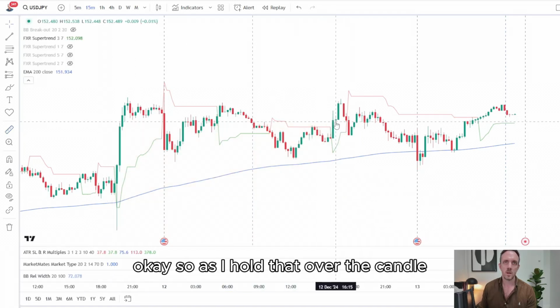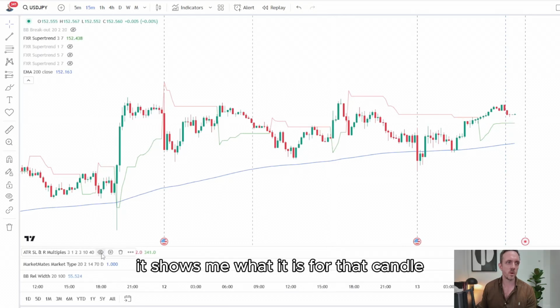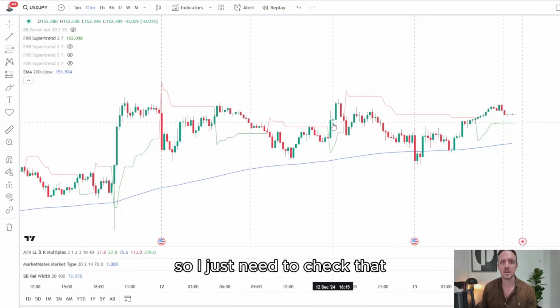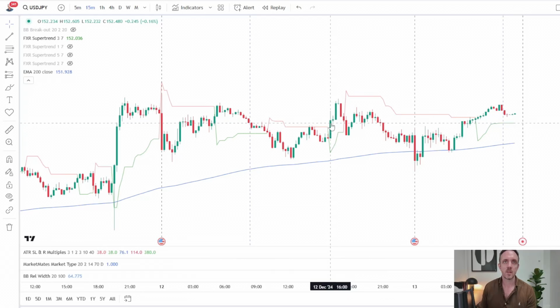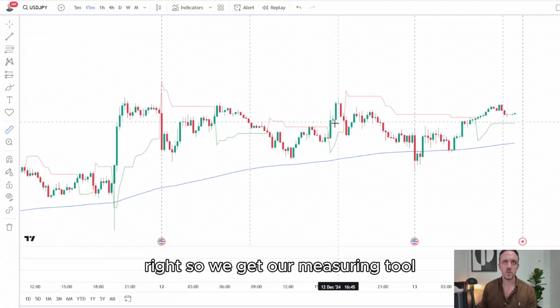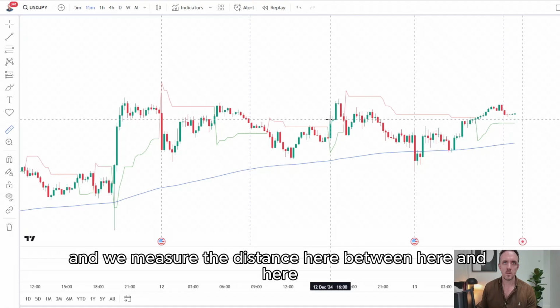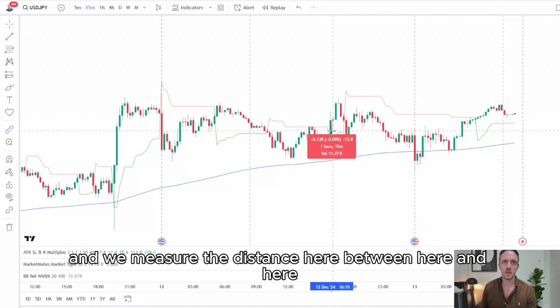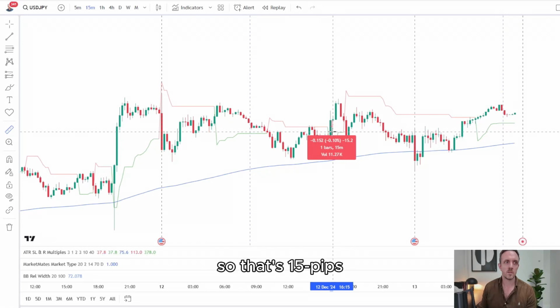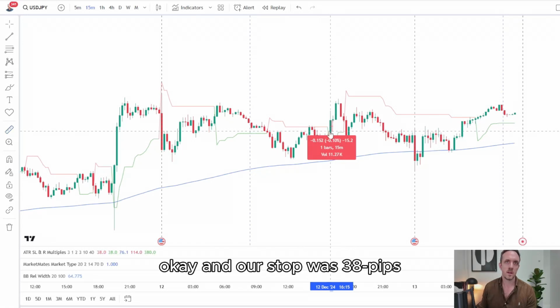Okay, so as I hover over the candle, it shows me what it is for that candle. So I just need to check that. Right, so we get our measuring tool, and we measure the distance between here and here. So that's 15 pips. Okay, and our stop was 38 pips.